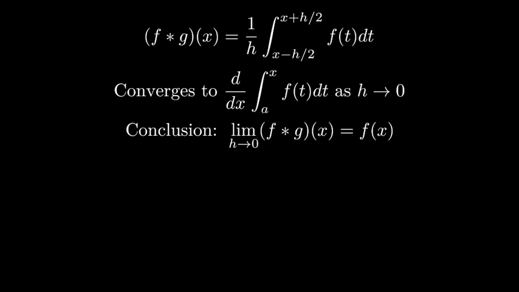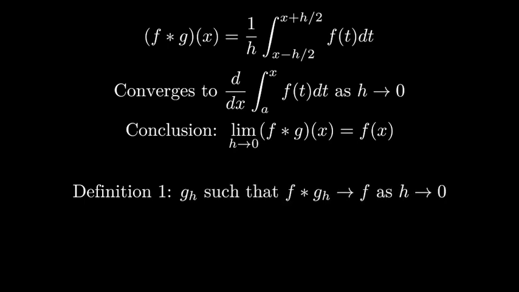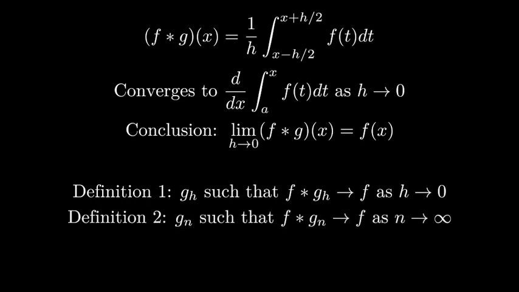And there's a special name for these types of functions, or rather families of functions, and they're called approximate identities. These are functions g_h, meaning they depend on a parameter h, such that f convolved with g_h converges to f as h goes to 0. To fit with our previous discussion on convergent sequences, we can reformulate this in terms of sequences of functions, and instead think of an approximate identity as a sequence of functions g_n, such that f convolved with g_n converges to f as n goes to infinity.